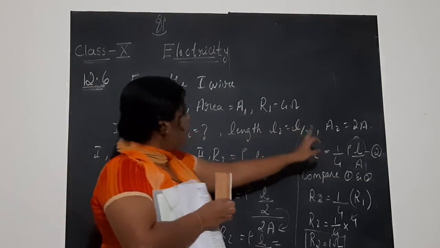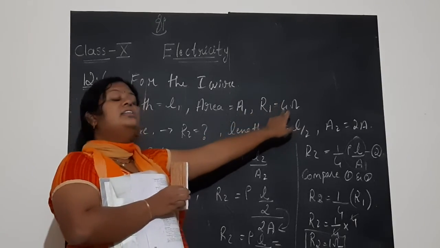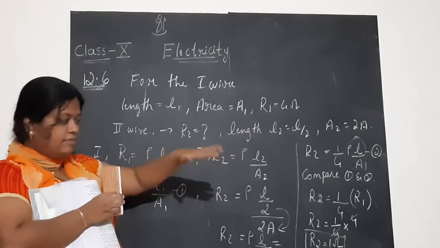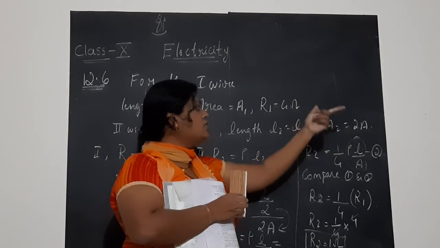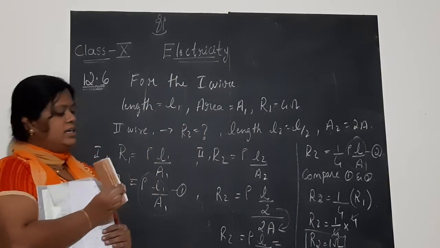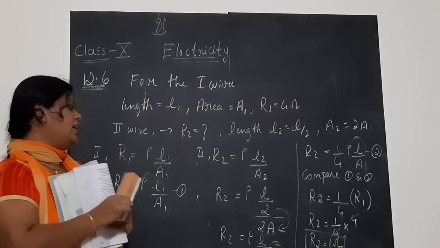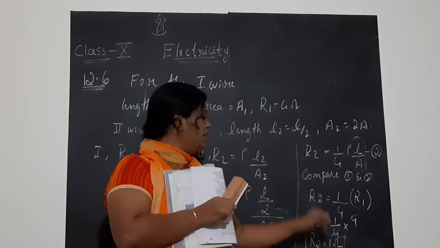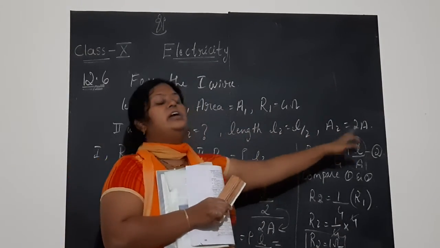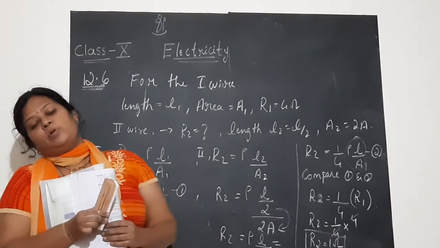When R1 is 4 ohm, it means when the length was L and area of cross section was A, the resistance of the wire was 4 ohm. When the length was halved and area was doubled, its resistance decreases. So that is the answer. What would be the resistance of another wire of the same material? Another wire of the same material has resistance 1 ohm when its length is halved and area of cross section is doubled. So this is about the exemplar problems, children.